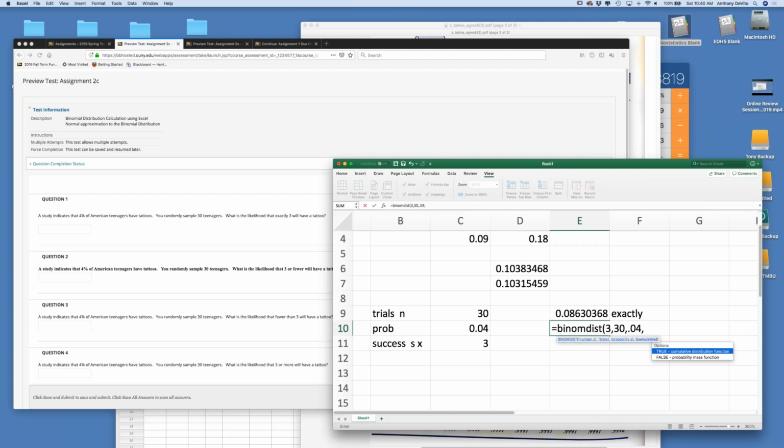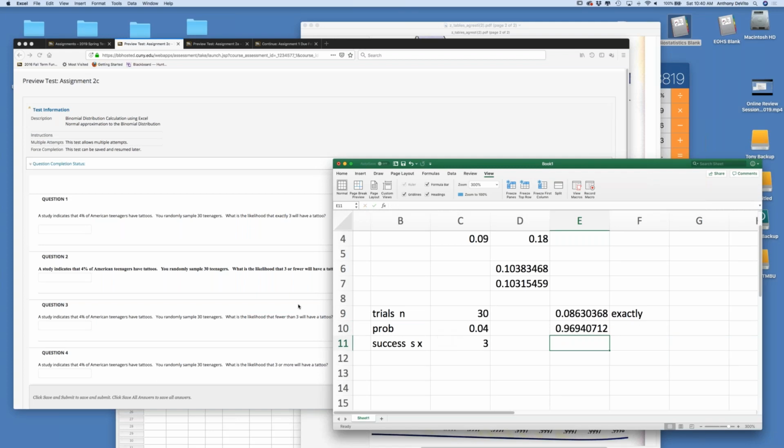If I say false, I already know it's just going to give me the probability of exactly 3. If I say true, it's going to instead do a cumulative calculation and give me the probability for 3, 2 out of 30, 1 out of 30, and none of the teenagers having a tattoo. It's going to combine all those probabilities together for me. So if I hit enter, the probability that 3 or fewer are going to have a tattoo is going to be about 97%, or 0.969.